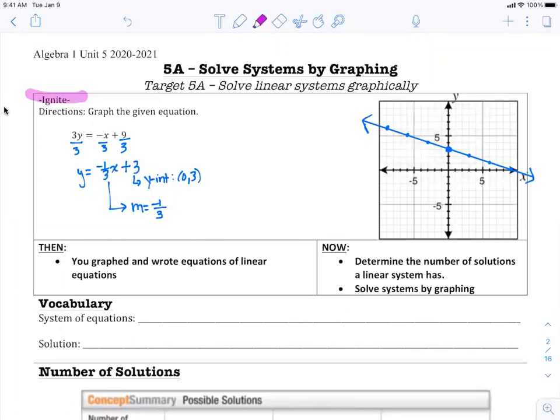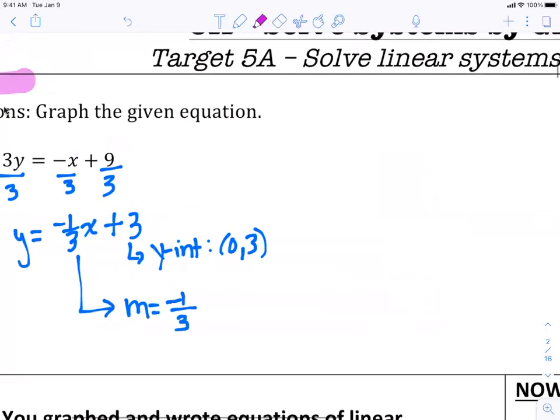Okay, so final answer for this one, obviously the directions say graph the given equation. So to do that, remember to graph any equation, the first thing that we have to make sure is that it's actually in slope intercept form.